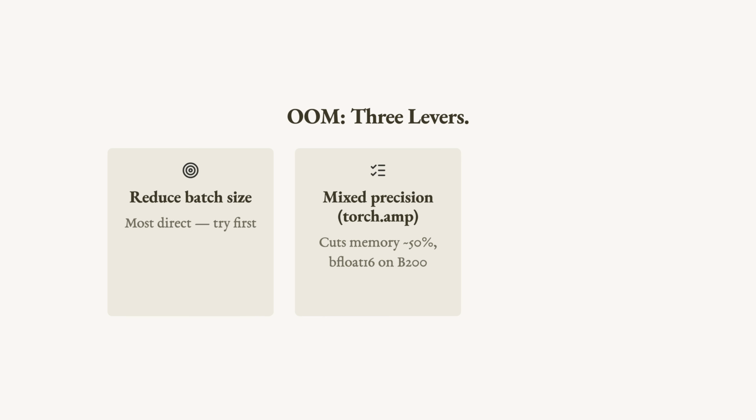Out-of-memory errors on GPU: 3 levers to pull in order. First, reduce batch size, the most direct reduction in GPU memory use. Second, enable mixed precision training with torch.amp, which cuts memory roughly in half by computing in float16 or bfloat16. Third, gradient checkpointing trades compute time for memory by recomputing activations during the backward pass. Monitor GPU memory during an interactive session with nvidia-smi before scaling to a full batch job, so you can right-size your memory request.